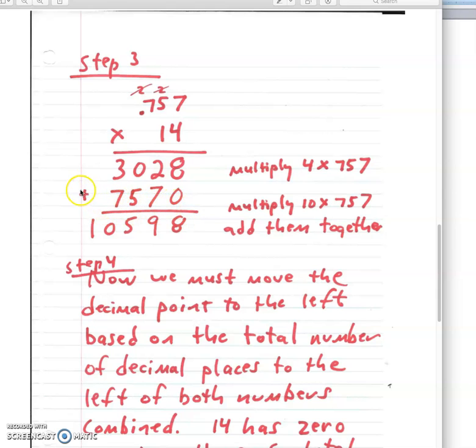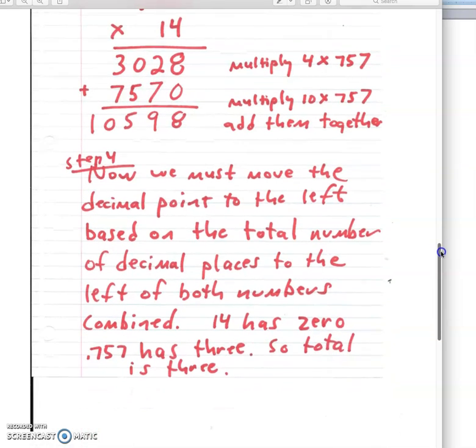We draw a line, plus sign, and now we just add down. 8, 9, 5, 10. So the answer is 757 multiplied by 14 is 10,598. But now we have to move the decimal point because we didn't multiply it by 757. We multiplied it by 0.757. So it's not even 1. So we know the answer has to be less than 14.